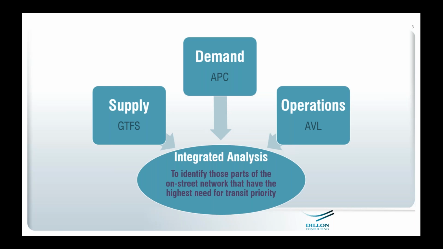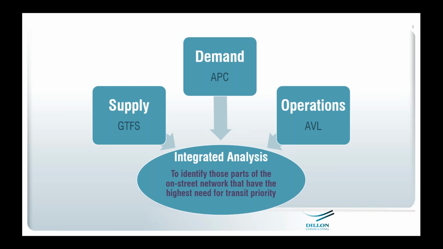And the data we wanted to put together was what we call supply, demand, and operations data. The supply data is from the GTFS files, or General Transit Feed Specification. The demand files are data collected by an automated passenger counting system, and the operations data are collected by the automatic vehicle location system in Ottawa.